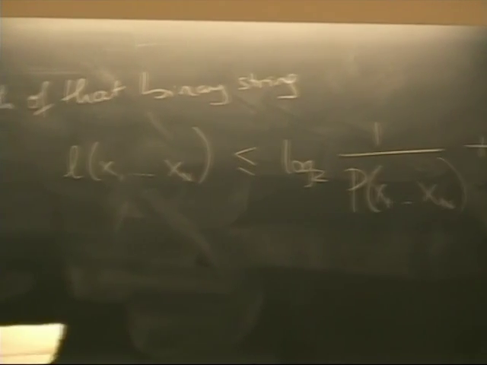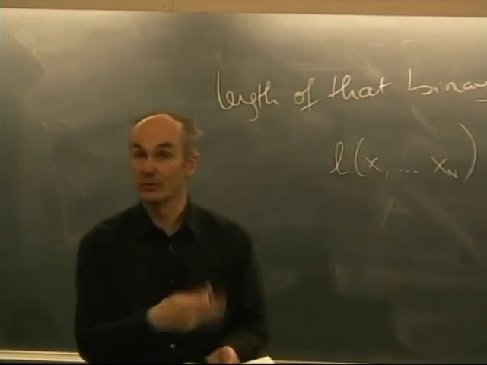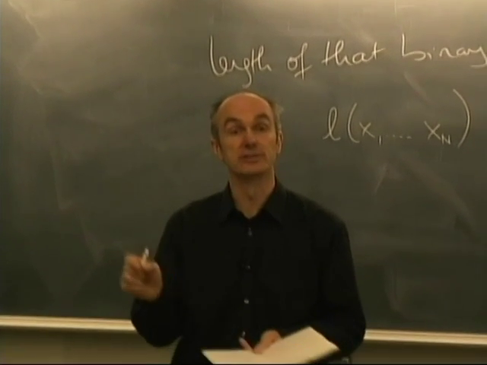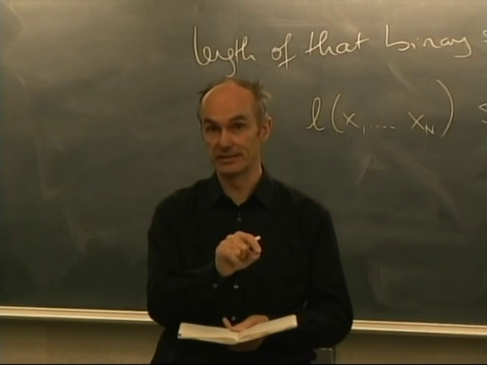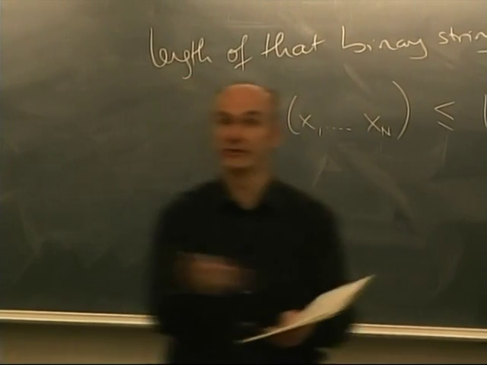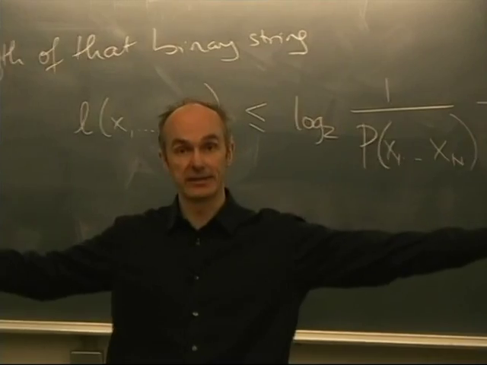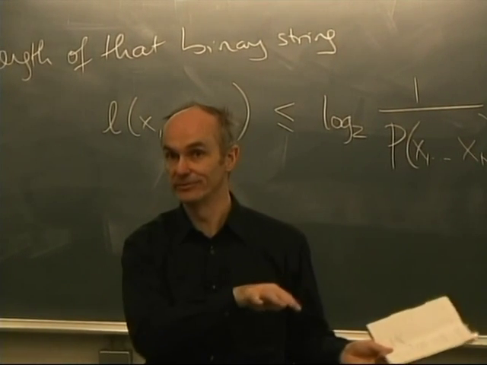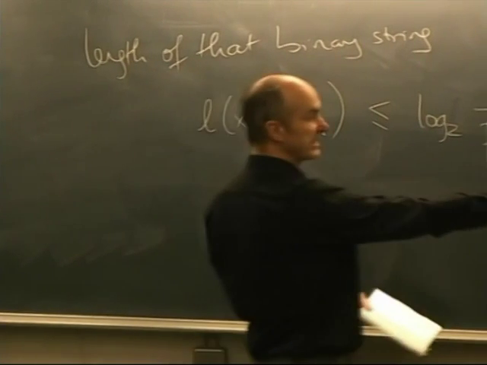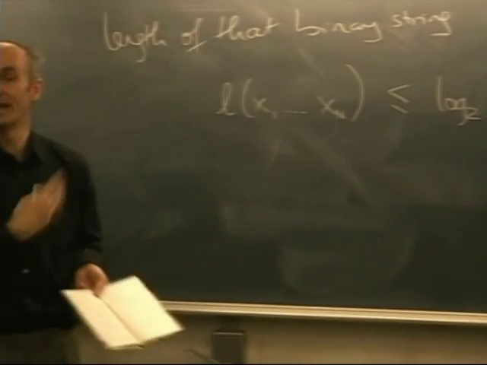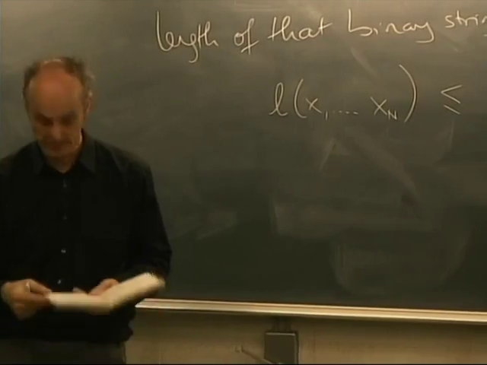And something to really emphasize here is when you compare that with what we could do with symbol codes, the length that you got per character was within 1 of the entropy. And so that means the possible overhead on a file with n characters in it could be as big as n, which could be enormous. This is an overhead of only 2 bits for the entire file. So it's a factor of n smaller than the overhead you get with symbol codes.